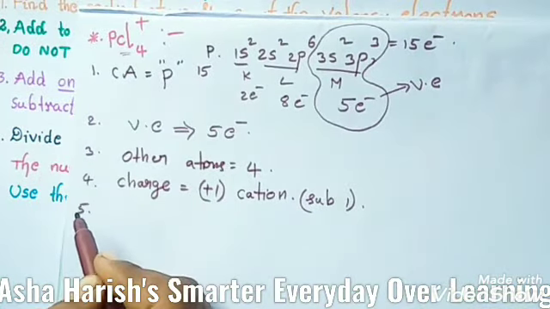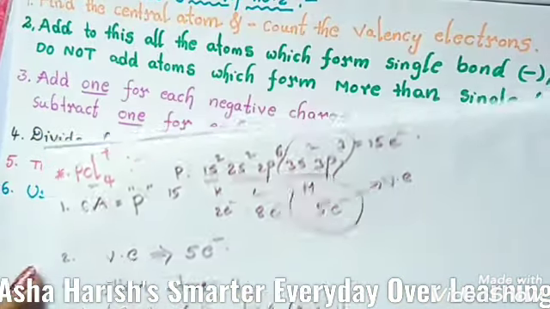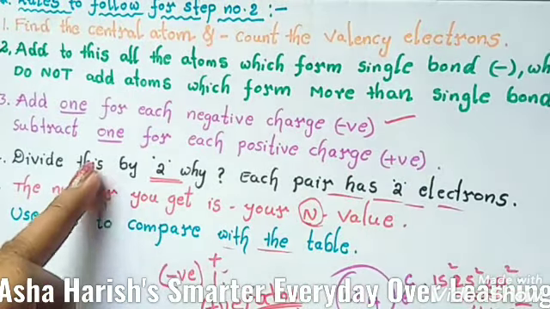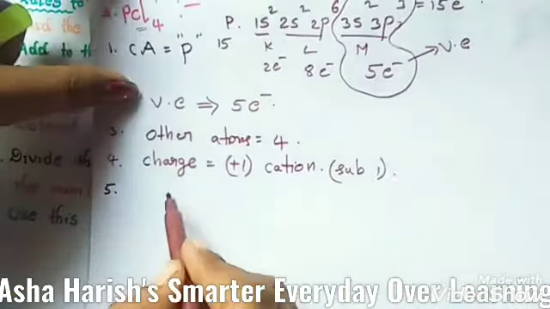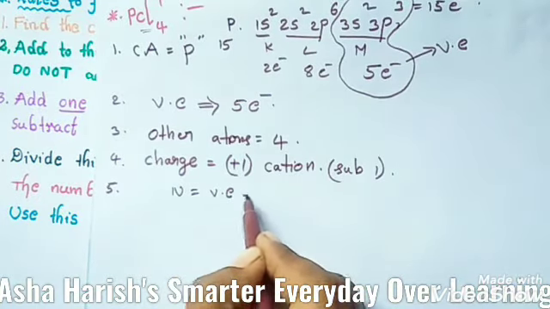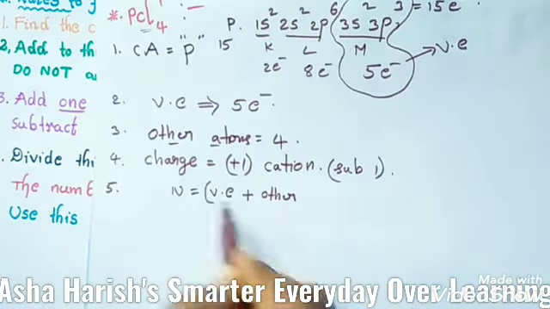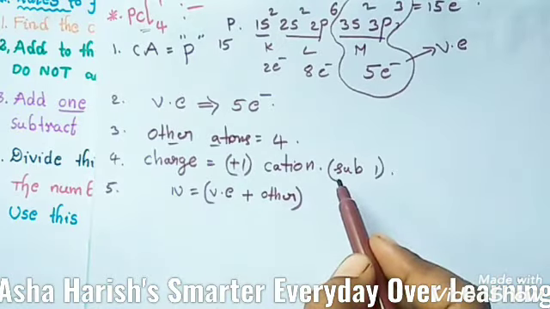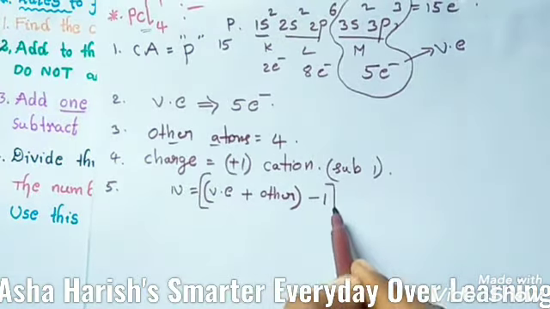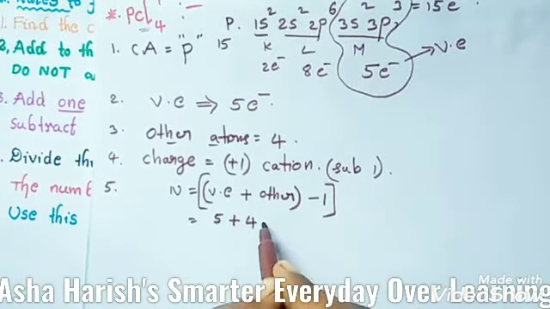And what about the fifth point? By using the above rules you need to predict the n value first of all. Using these rules, students, n is equal to valency electrons plus other atoms, then you need to find the charge. So here one positive charge, you need to subtract 1. Now how many valency electrons? 5 electrons, plus other atoms are 4, minus 1.